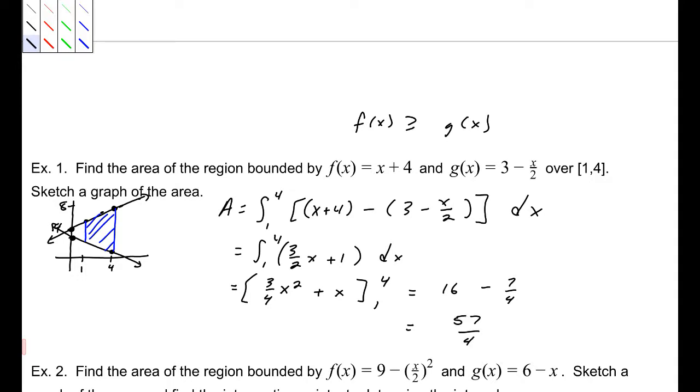Now, because this is area, I kind of neglected doing this in the past, but I'm going to go ahead and say units squared. That'll be important in the next couple of sections.